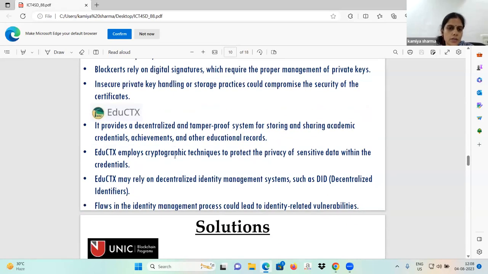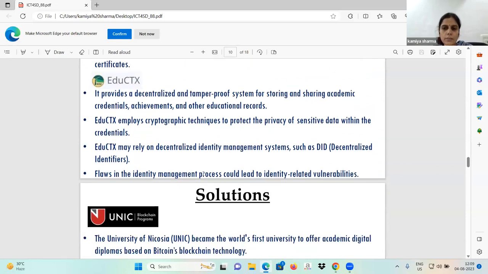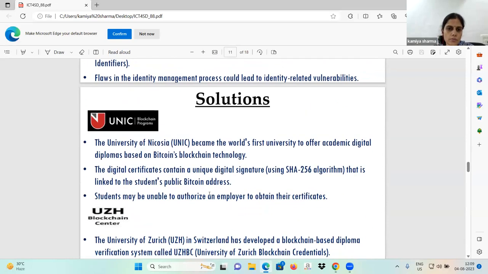The next solution is ICT4SD. It provides a decentralized and tamper-proof system for storing and sharing academic credentials, achievements, and other educational records. ICT4SD uses cryptographic techniques to maintain the privacy of the data, but it relies on a decentralized identity management system, which is known as DID, decentralized identifier. So a flaw in the identity management process could lead to identity-related problems.